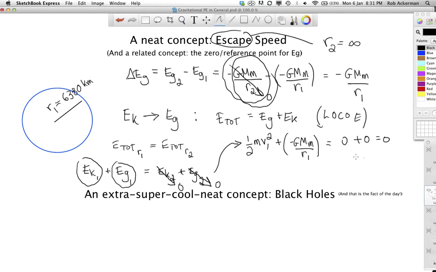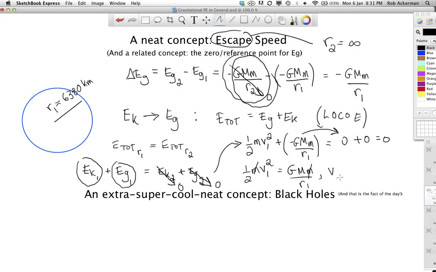And so what's that going to give us? Well, let's bring our Eg across to the other side so it won't be negative. We'll have a half m v1, in other words, the launch speed squared, equals, this becomes positive, GMm over r1. And now let's do a little bit of canceling. Interestingly, the mass of the spaceship cancels out. It doesn't matter what the mass is. The speed is going to be as follows.